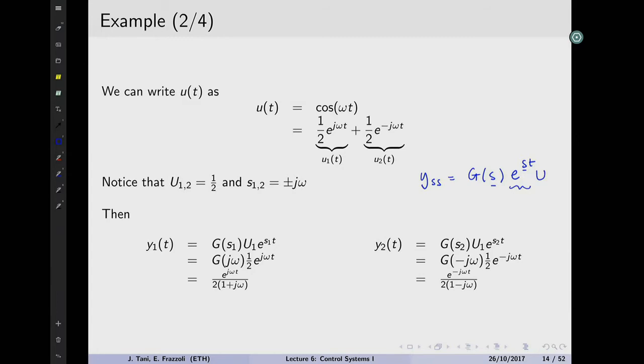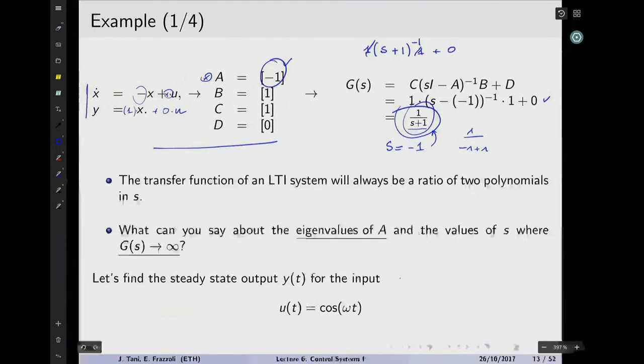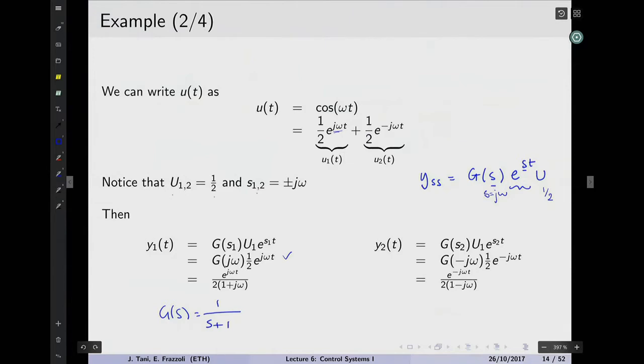So let's look at what happens if we consider U1 to be 1/2 e to the j omega t, where we just call U1 to be 1/2, and S1 we see that it's plus j omega. Well, we just plug in these numbers here, S equals j omega and U equals 1/2, and what we get is this. Now, remember that G of S is equal to what? From the previous example, let's go and double check, it was 1 over S plus 1. So what is G of j omega? Every time you read S, you plug in j omega. So it's 1 over j omega plus 1.